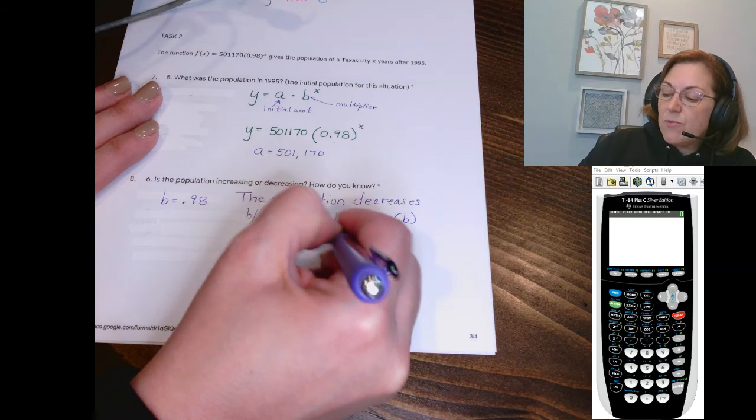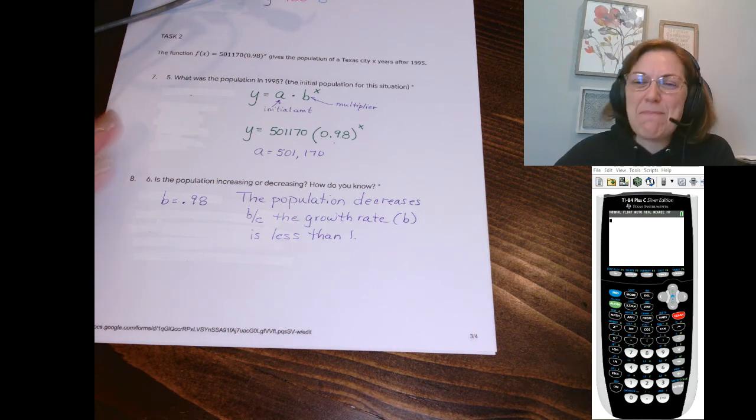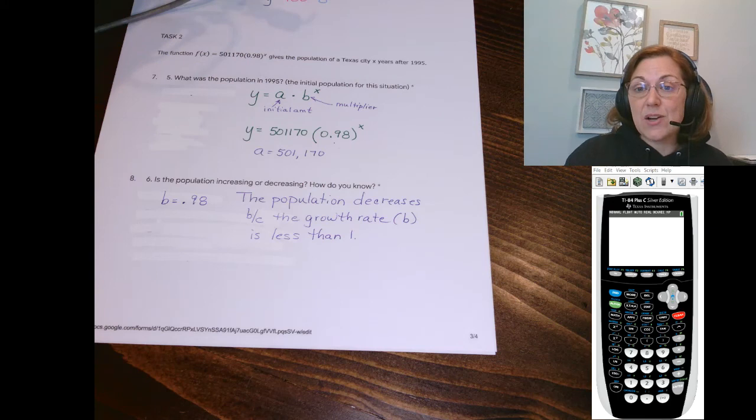Now, friends, what do you think would happen if b was bigger than 1? You're right. Yes, the population would increase. It would increase because that growth factor would be bigger than 100%.